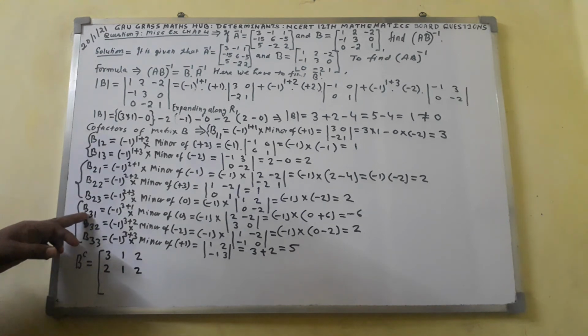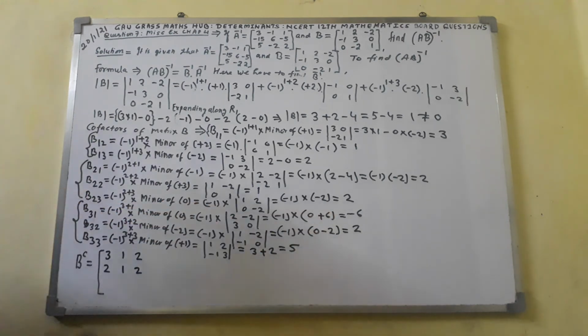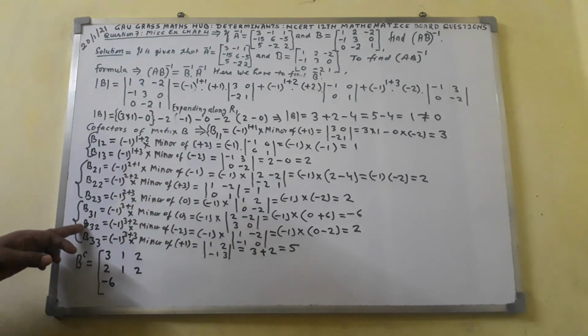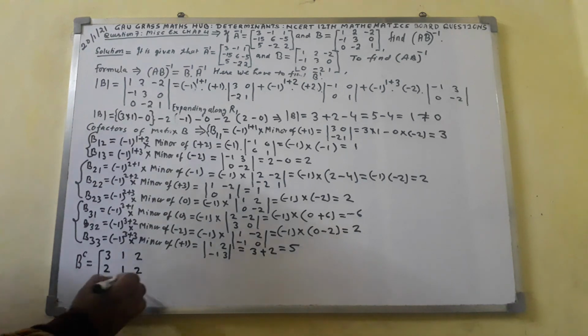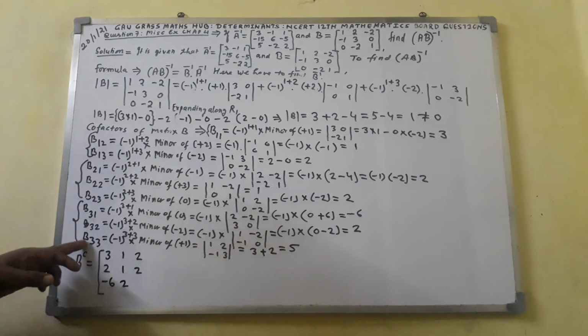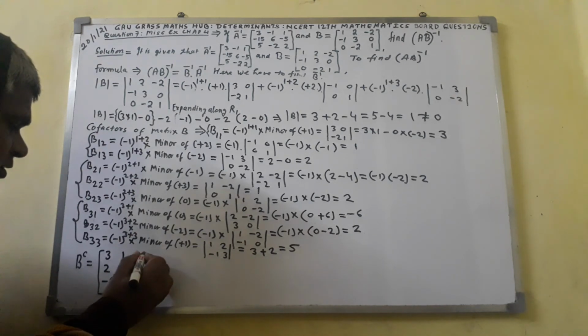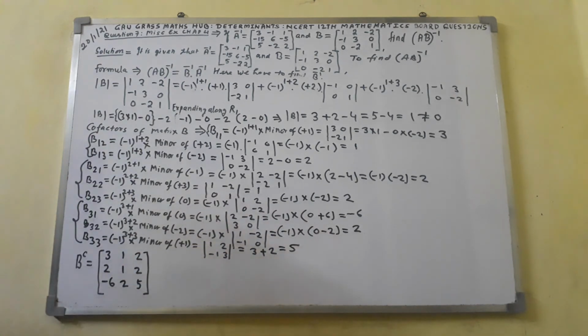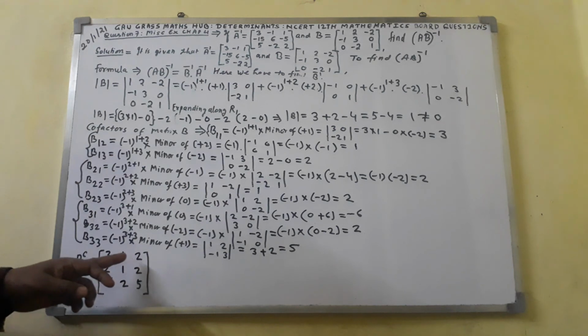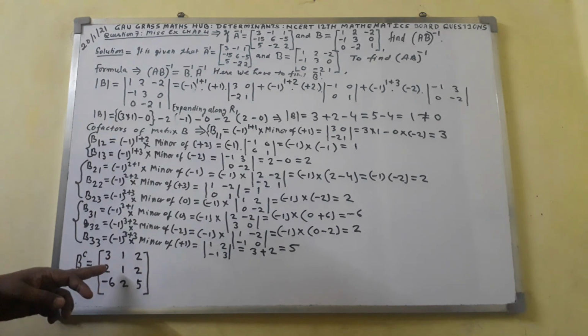B input 31 you have got here minus 6. B input 32 you have got here 2. Write here 2. B input 33 you have got here 5. Just to tell you once again, the cofactor matrix of matrix B you have got here: 3 1 2, 2 1 2, minus 6 2 5.